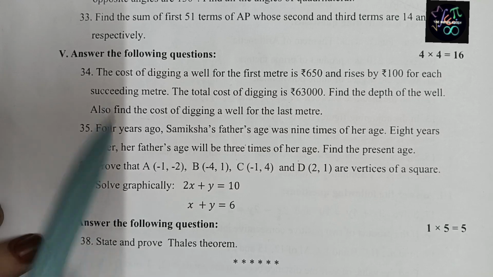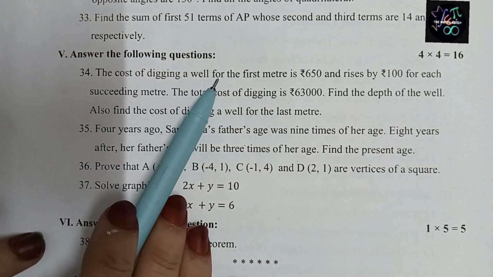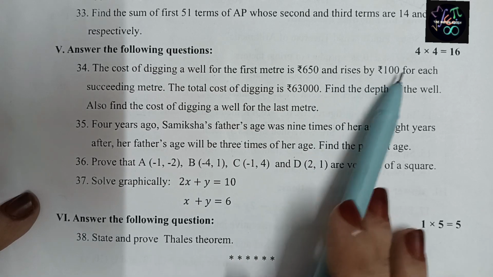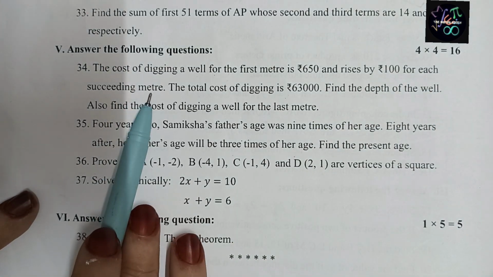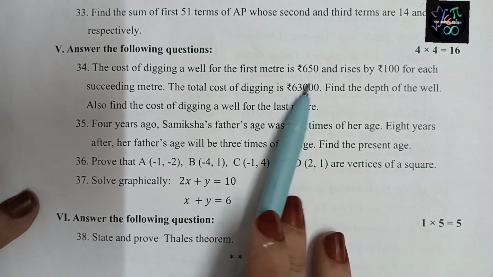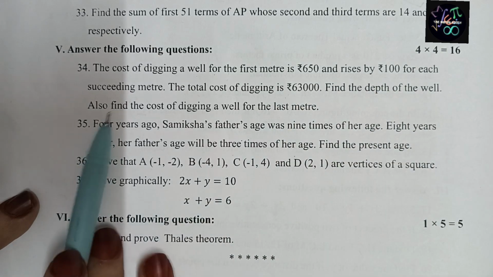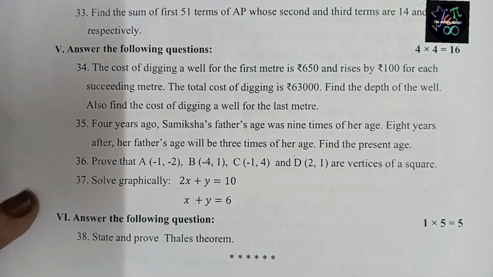So here the question is: the cost of digging a well for the first meter is rupees 650 and rises by 100 for each succeeding meter. The total cost of digging is rupees 63,000. Find the depth of the well and also find the cost of digging a well for the last meter.